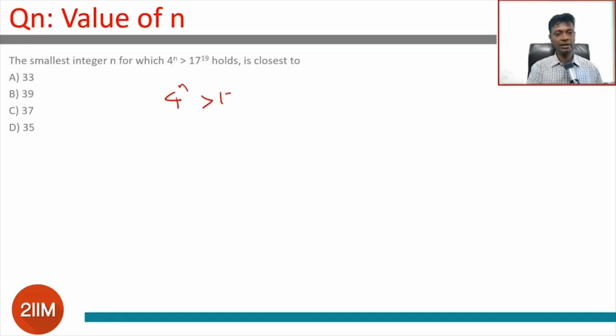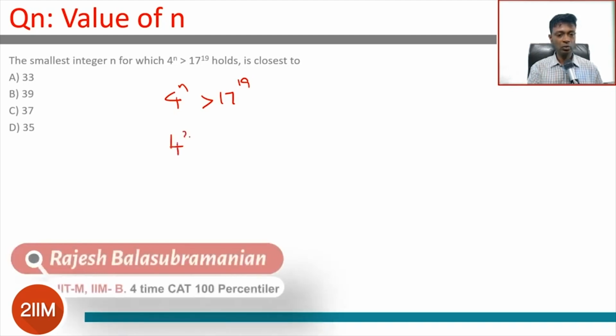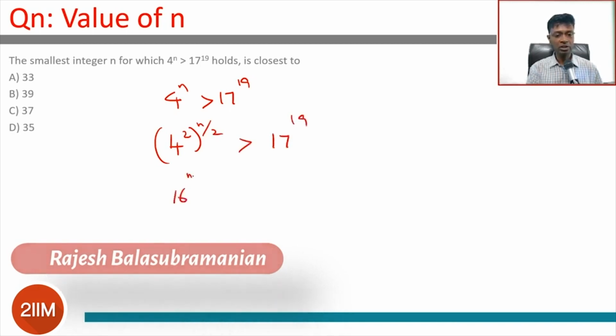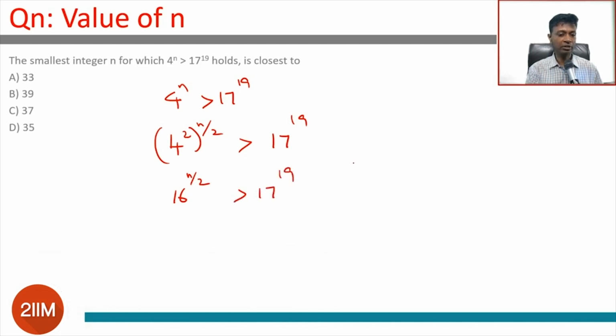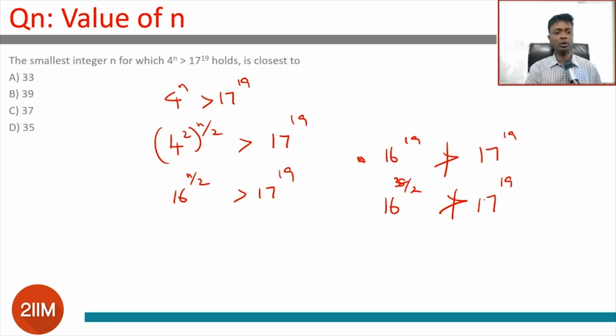4 power n is greater than 17 power 19. I'm going to write this as 4 square power n by 2 is greater than 17 power 19. 16 power n by 2 is greater than 17 power 19. We want to find the smallest n. I'm going to think about n that doesn't work. If I put n as 38, 16 power 38 by 2, which is 16 power 19, is not greater than 17 power 19. N cannot be 38. 38 does not work. N has to be greater than 38.